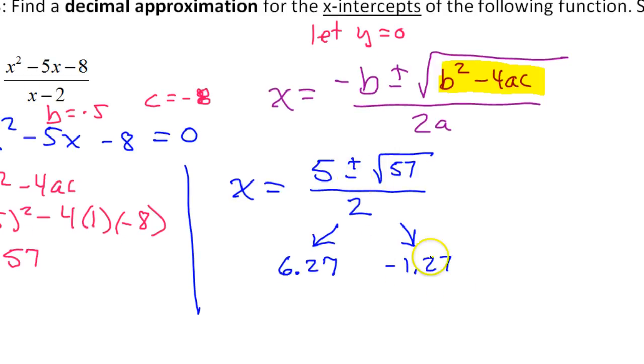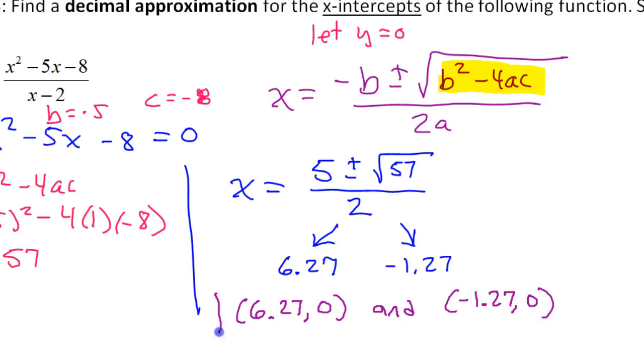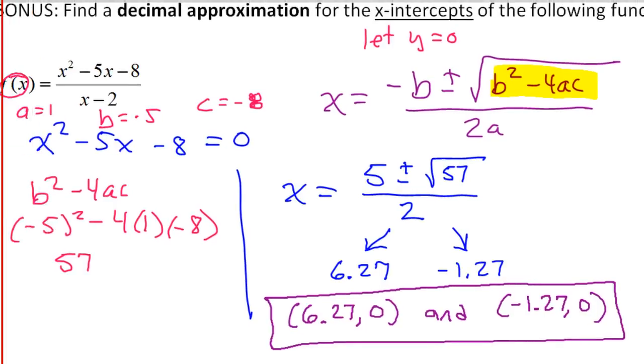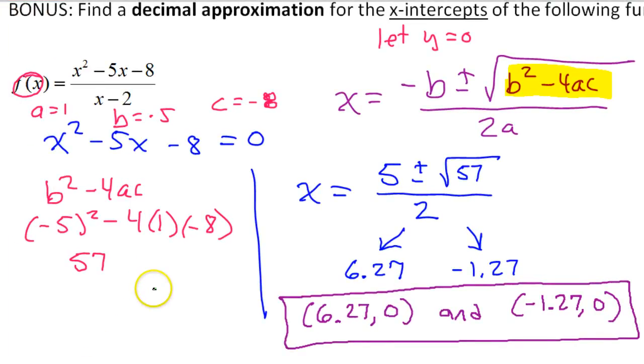But we're doing x-intercepts, so let's write this as an ordered pair. These are x-intercepts, so these are x values. That means I'm talking about 6.27 comma 0 and negative 1.27 comma 0. And that's it for the bonus, and that is also it for this entire test.